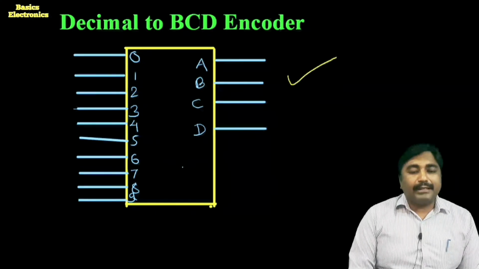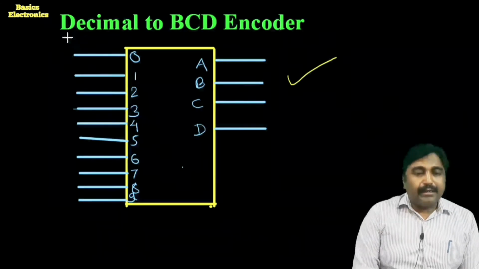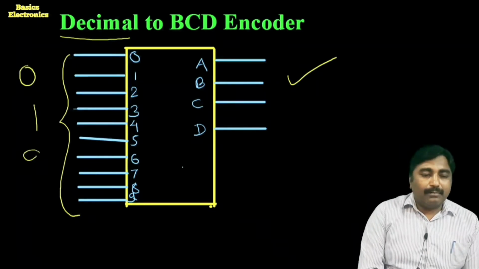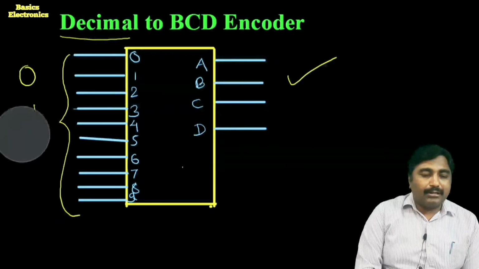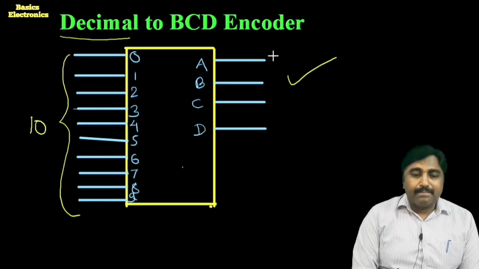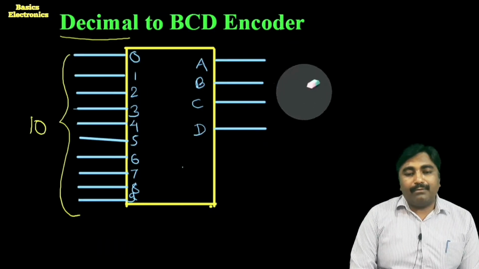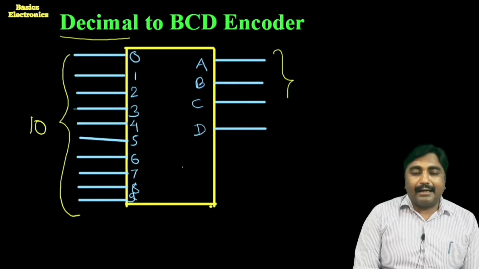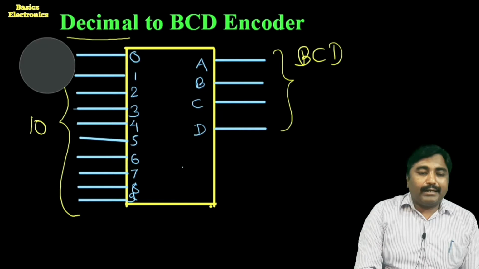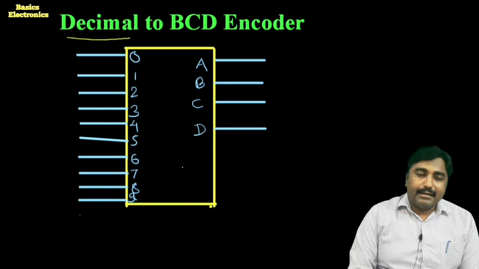This is the symbolic representation of the decimal to BCD encoder. The decimal inputs are from 0 up to 9, a total of 10 symbols, so there are 10 inputs. Then the outputs are 4 outputs, in the form of BCD. So we require to see only what type of input we apply, how we apply the input, and how we get the output.